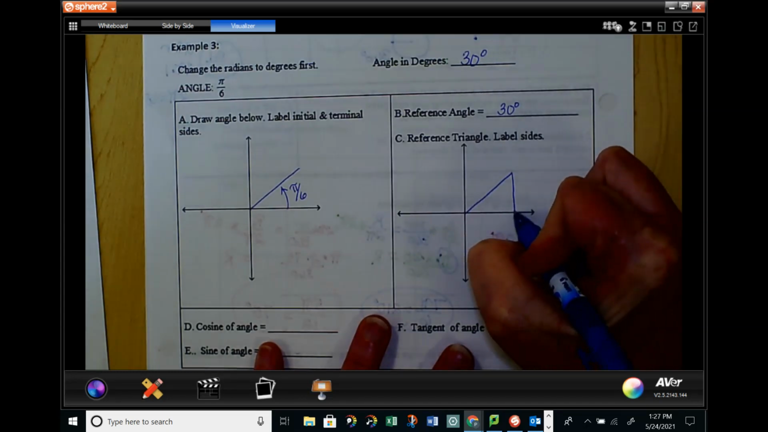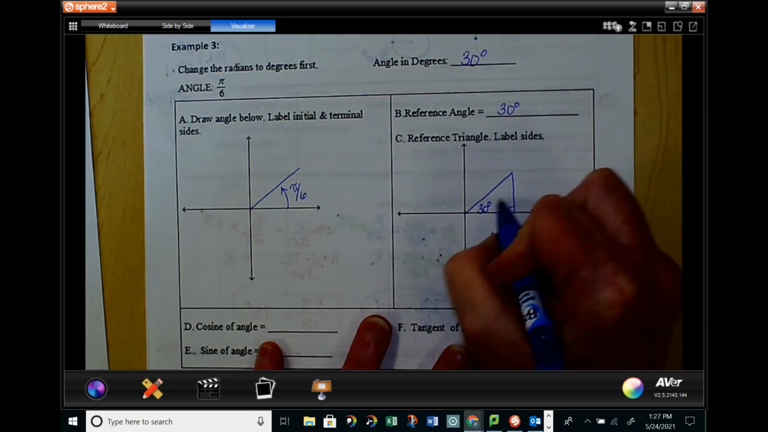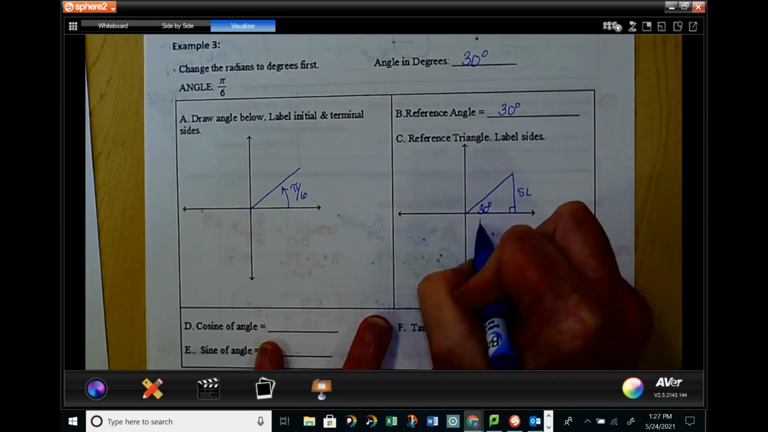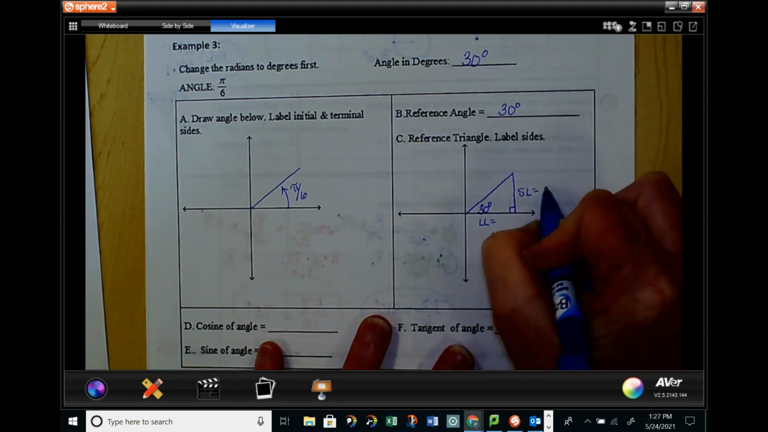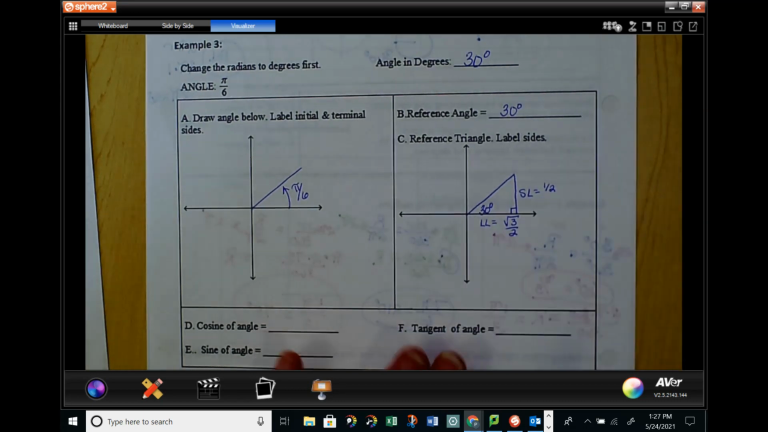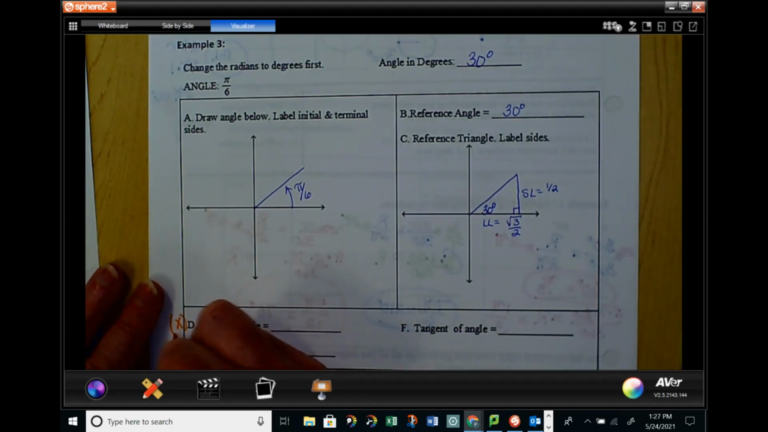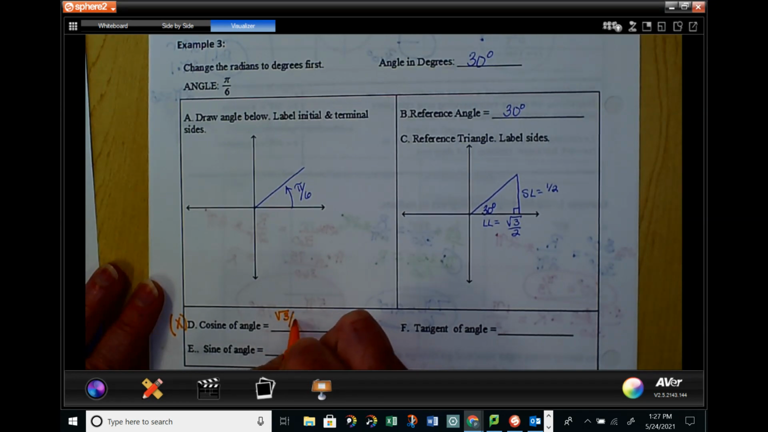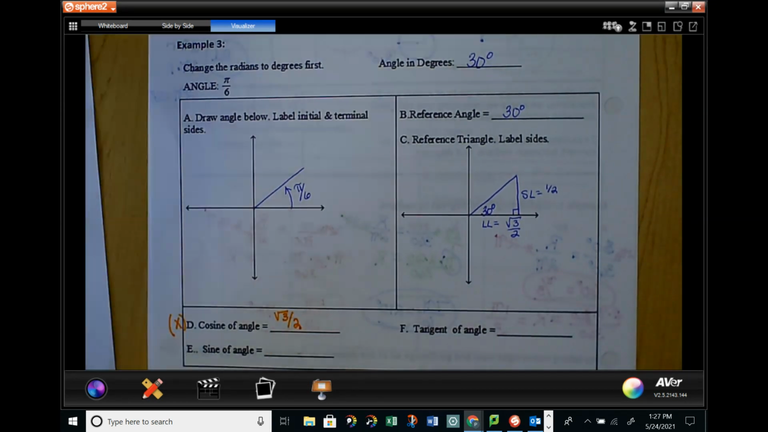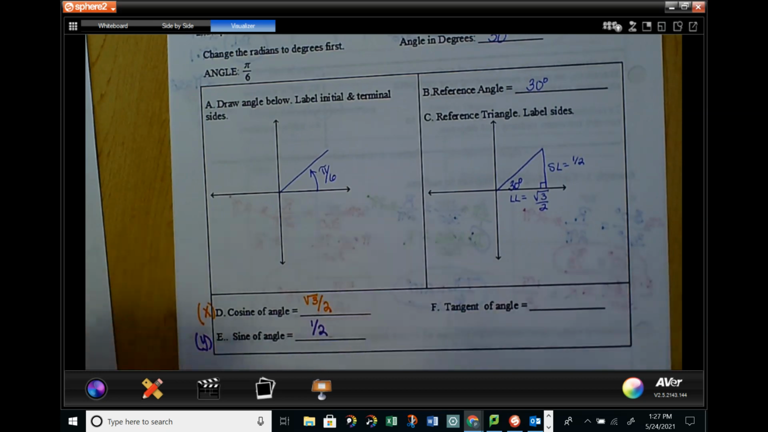So when I actually do the measurement, and it's not going to be a perfect drawing, but there's my 30 degrees. This is going to be your short leg, and this is going to be your long leg. So your short leg is 1/2, and your long leg is the square root of 3 over 2. So your cosine value is your x. So cosine is your x. So that's the square root of 3 over 2. And then your sine value is your y. And then this is 1/2.